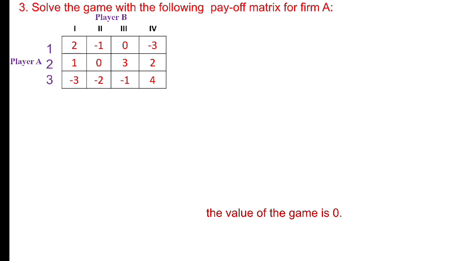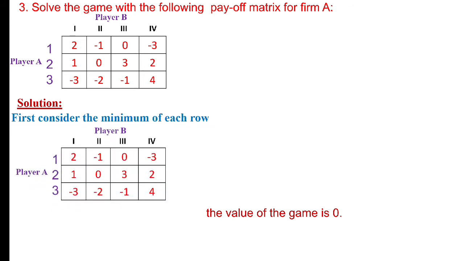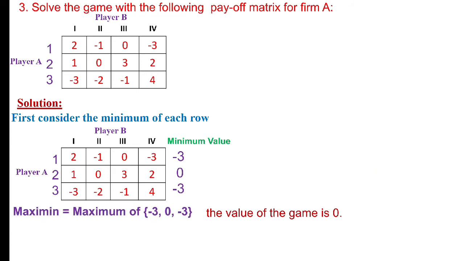Then another problem will be considered. Now we are going to take the row minima, finding each row minimum. The first row minimum is -3, the second row minimum is 0, the third row minimum is -3. Then maximum of the minimum values -3, 0, -3, so we'll get the maximum equal to 0.